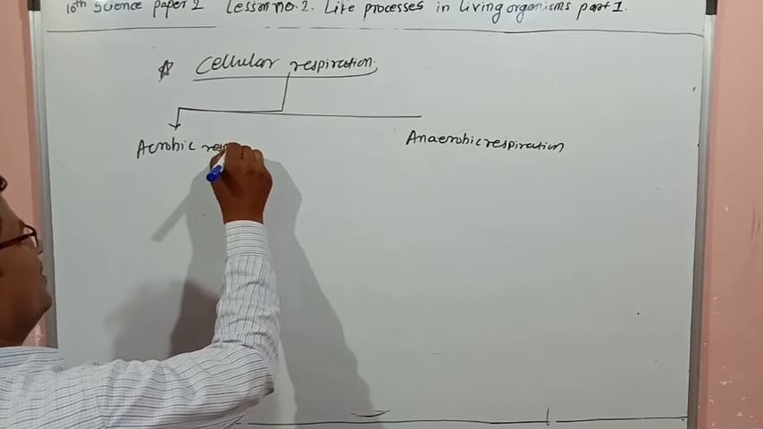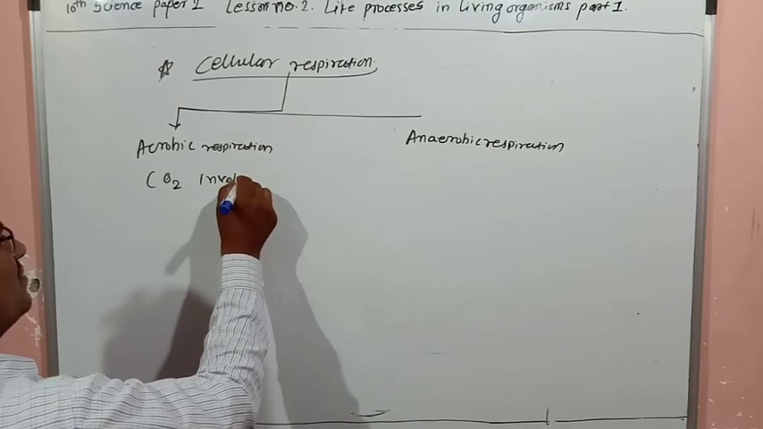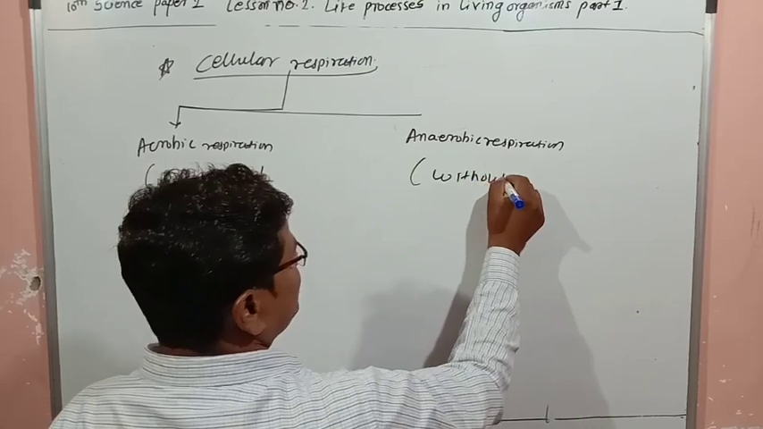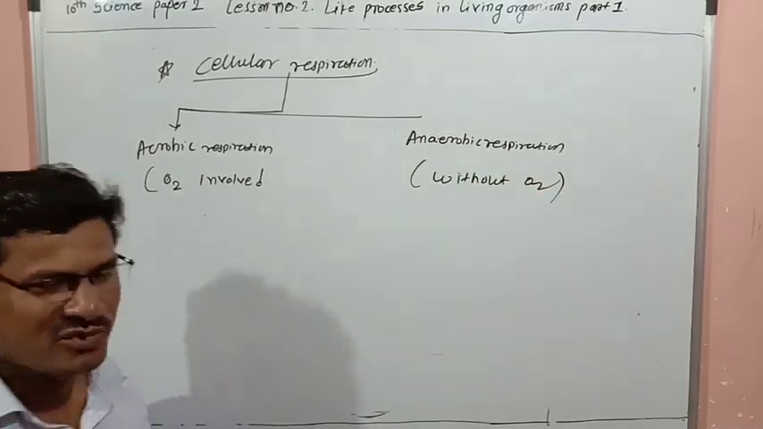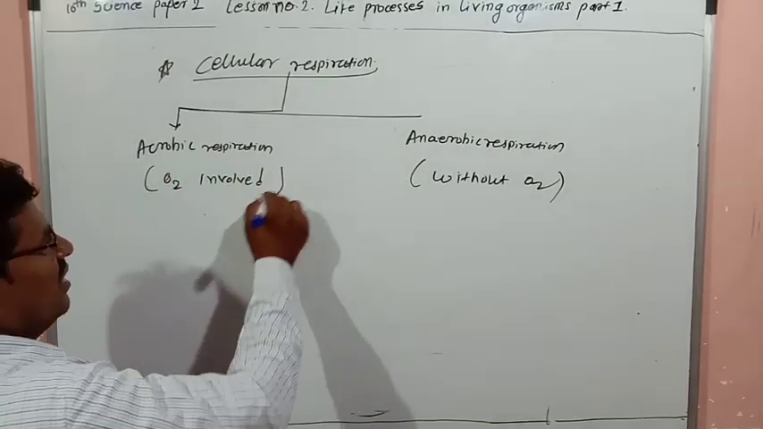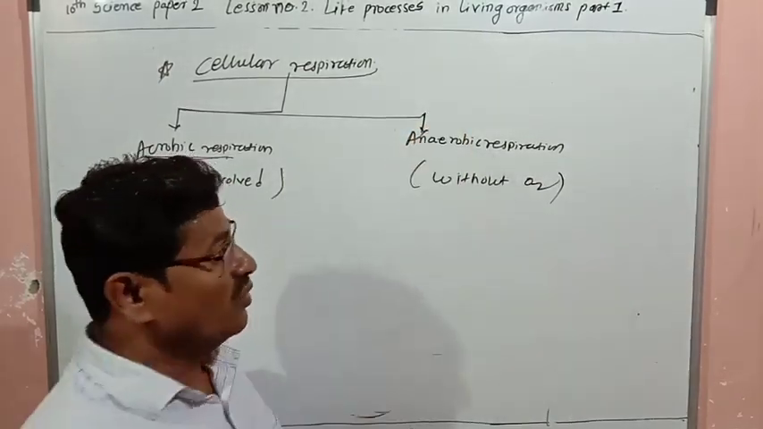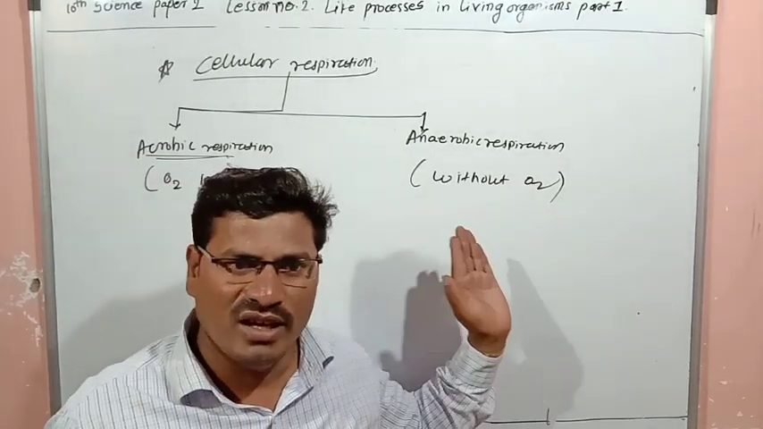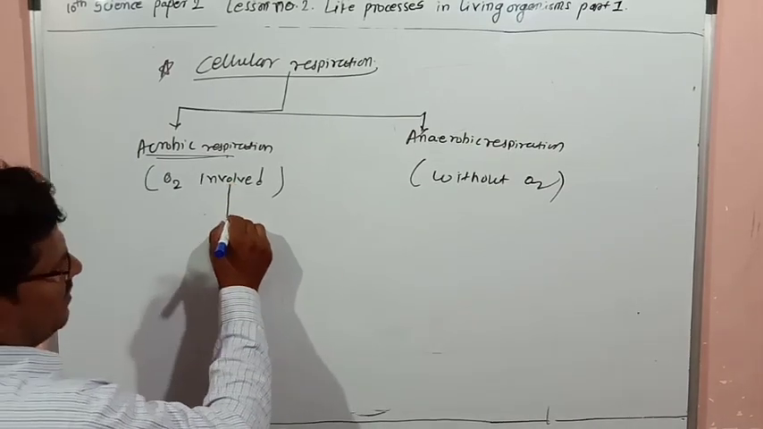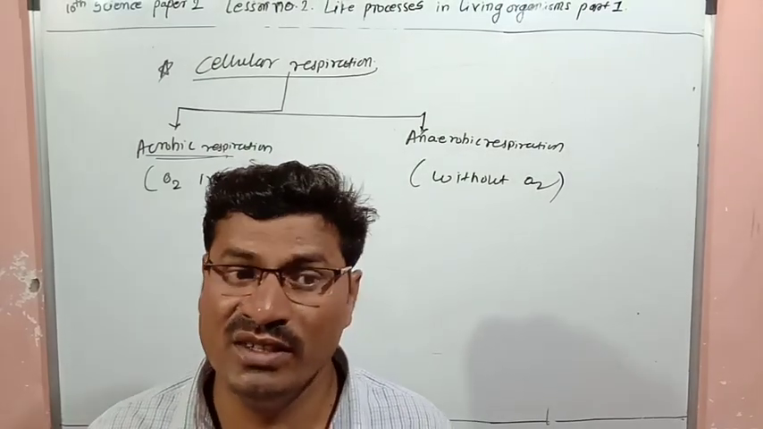In aerobic respiration, O2 is involved. Production of energy from the digested food with the help of oxygen is called aerobic respiration. Production of energy from the digested food without the help of oxygen is called anaerobic respiration. Aerobic respiration takes place in three steps.